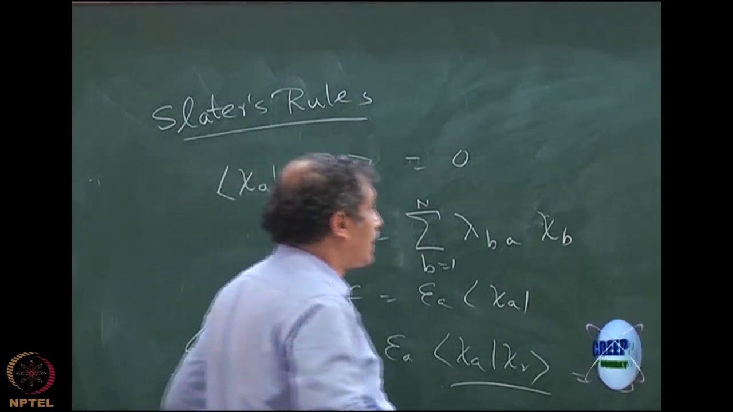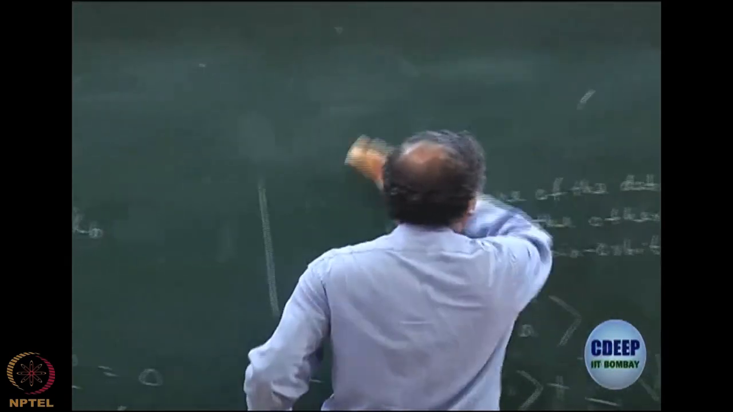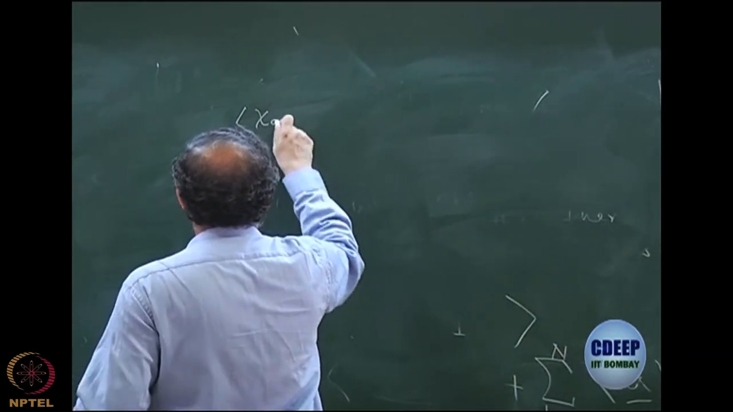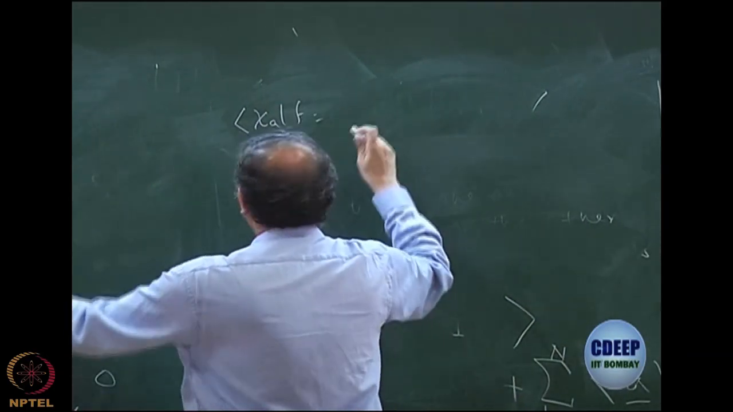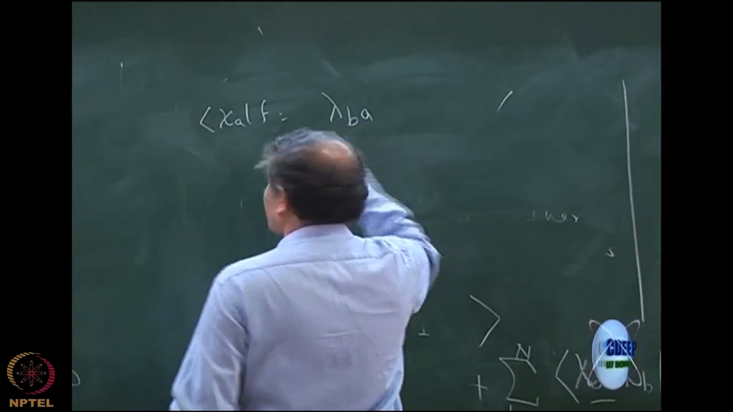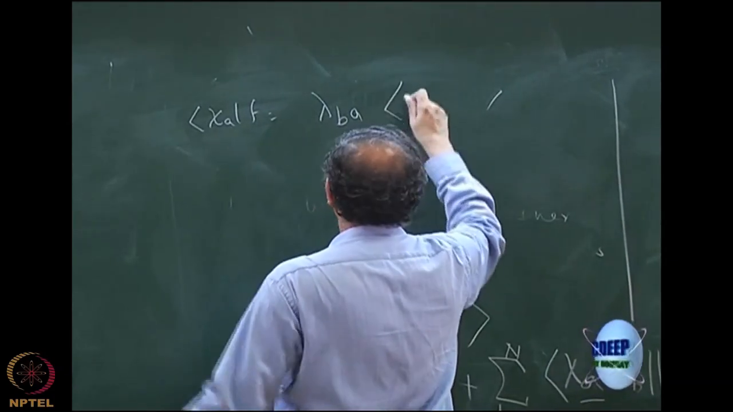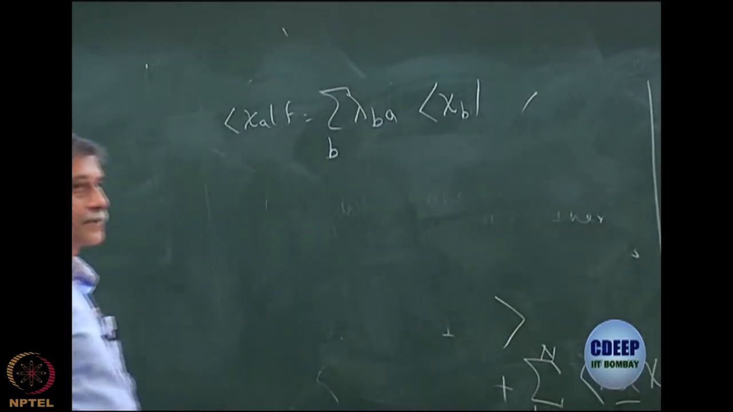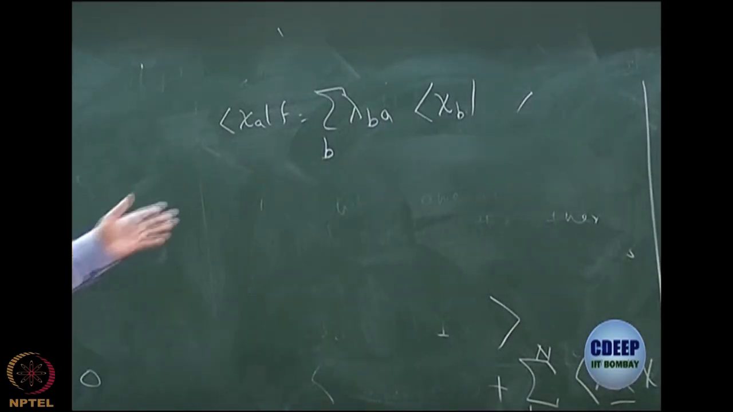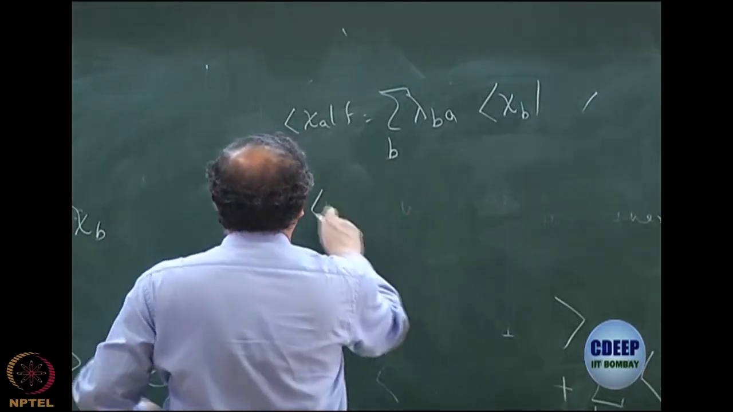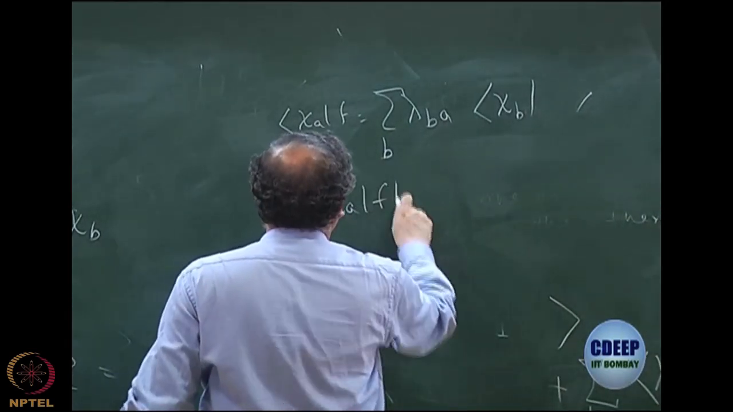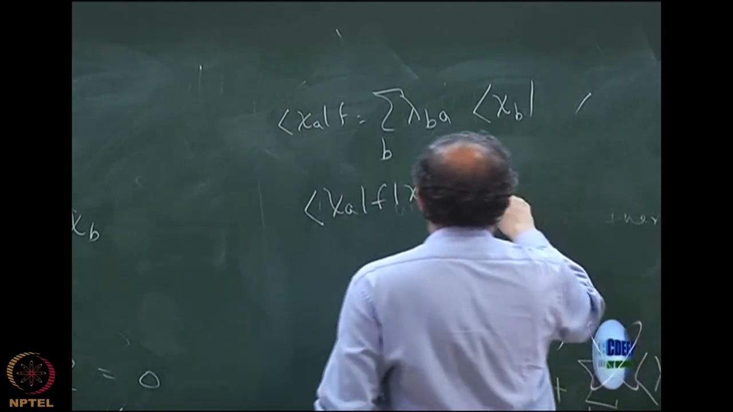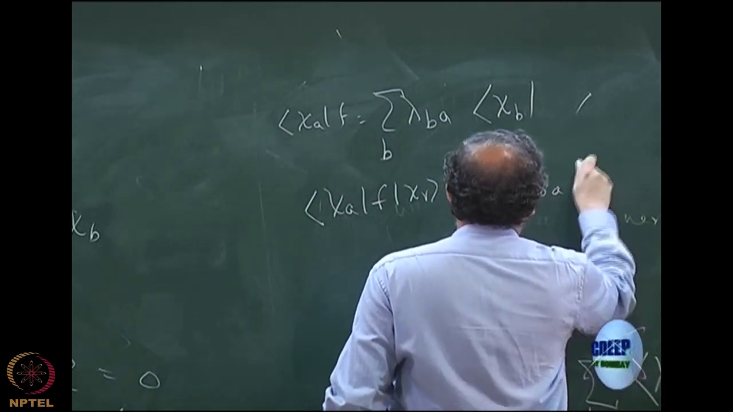So, let us do this exercise. Let us write this up as a non-canonical Hartree-Fock equation. So, what will happen to ⟨χ_a|f? Can you now write this? ⟨χ_a|f will be Σ_b λ_ba⟨χ_b|, which is a Hermitian matrix, so λ_ba star or whatever. If they are real numbers, you do not have to write it. Sum over b, correct? You can put the star, it does not matter. Then what happens to ⟨χ_a|f|χ_r⟩? It will become Σ_b λ_ba⟨χ_b|χ_r⟩, correct?